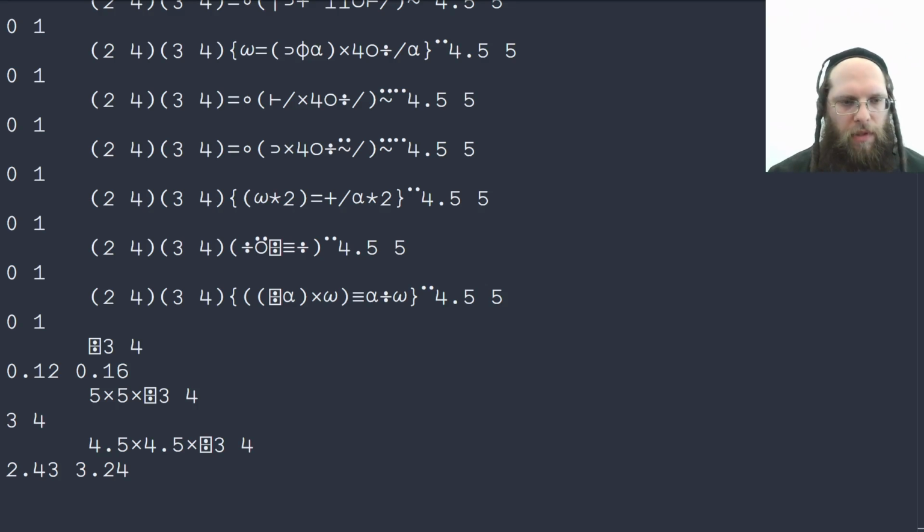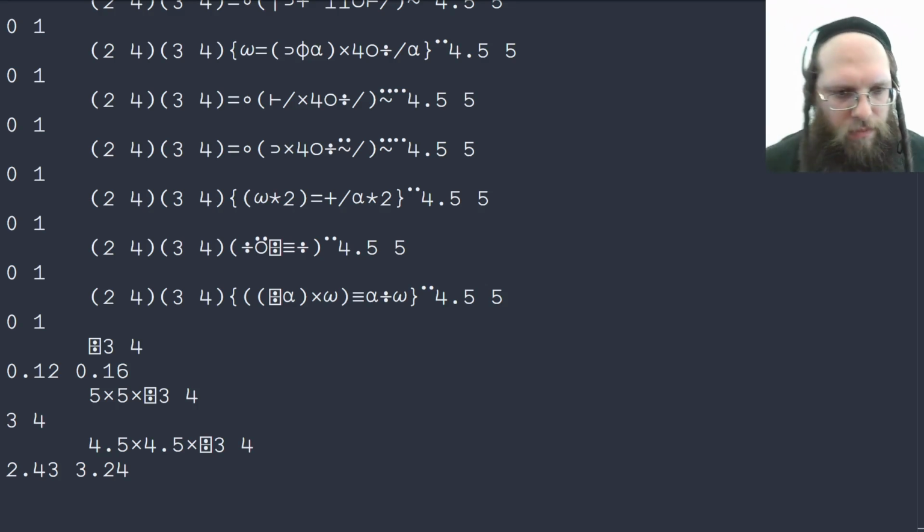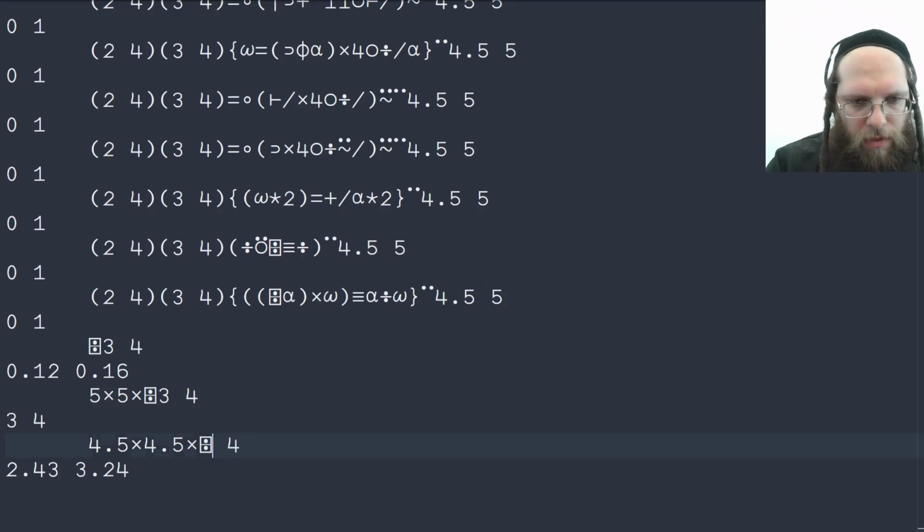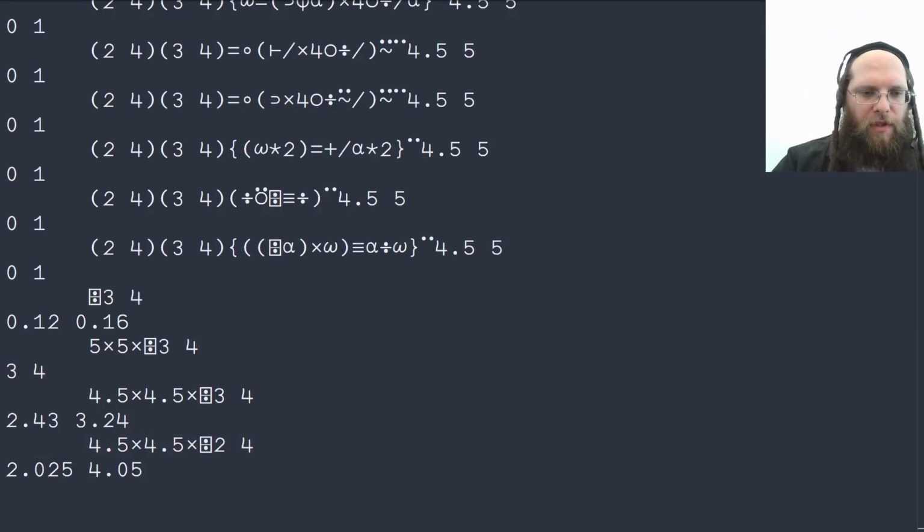Close, but not quite. Nope, this isn't even right. It's supposed to be 2, even closer. Still not right. Have our example from before.